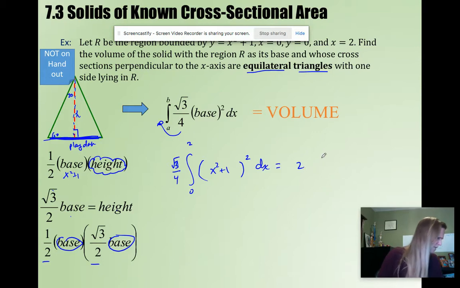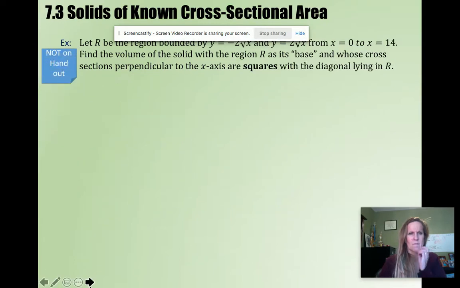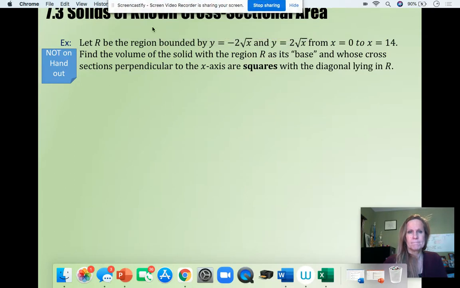Oh, wait, no, sorry, that's a problem. This problem's not on the handout. I'm giving you an answer from the handout, so I don't know. I didn't write this one down. My apologies. Let me make sure that I didn't write it down anywhere. No. Also not on the handout.